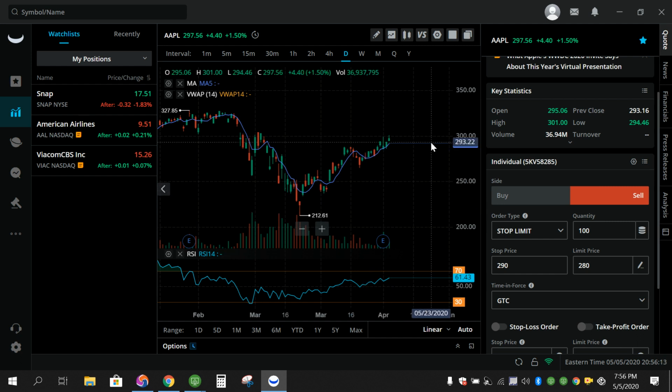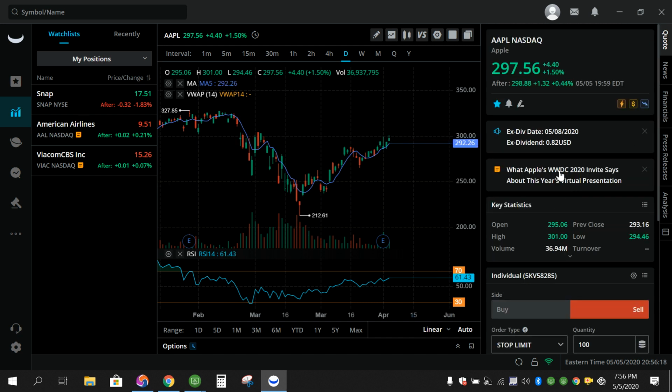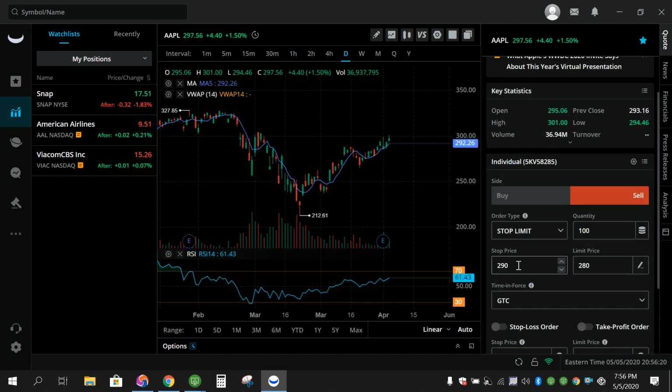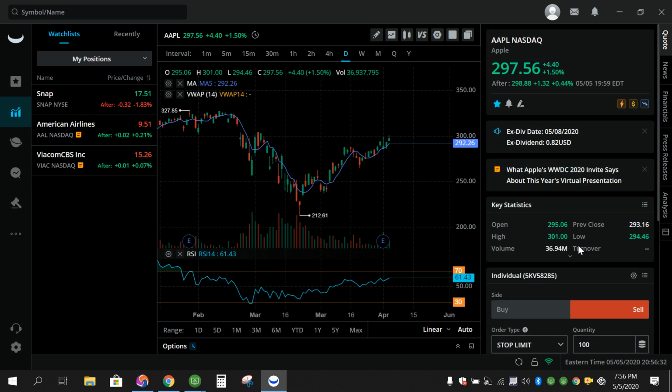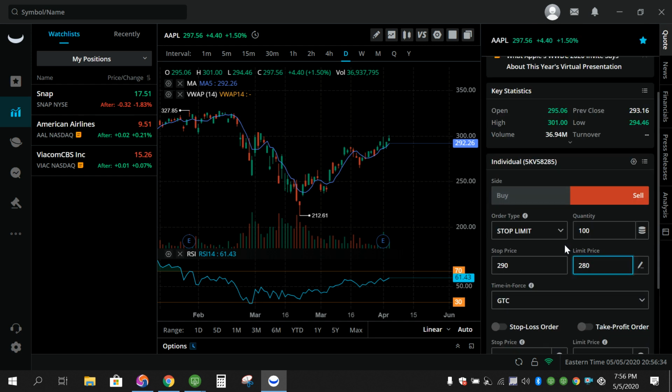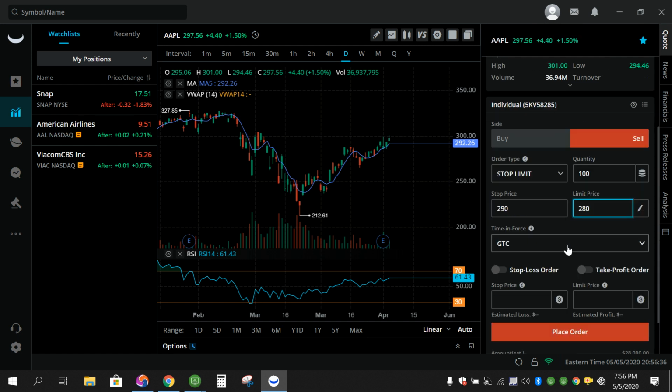So what you do is a stop limit. This says when the price hits 290, get me out, right? But if it shoots super fast past 280, keep me in. Only when it comes back up into the 290 to 280 range do I want to sell out. That's what a stop limit is. It's to protect you against flash crashes, which will happen.